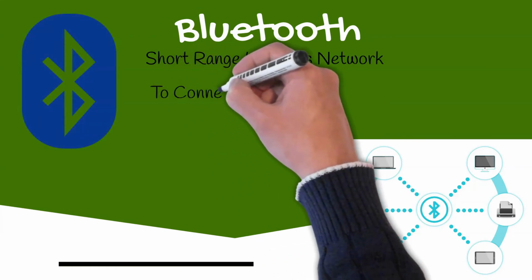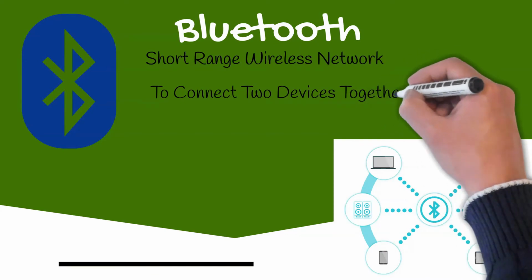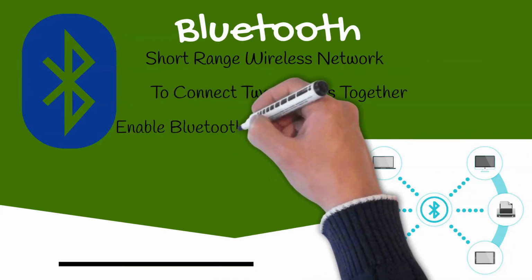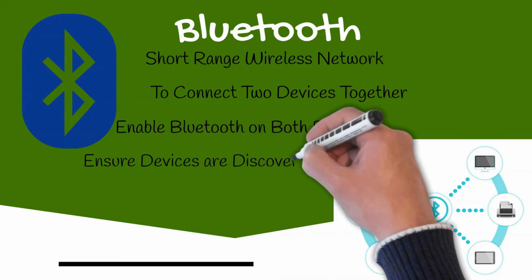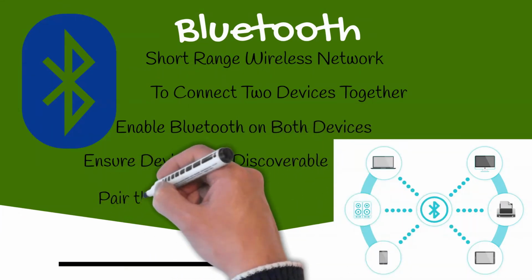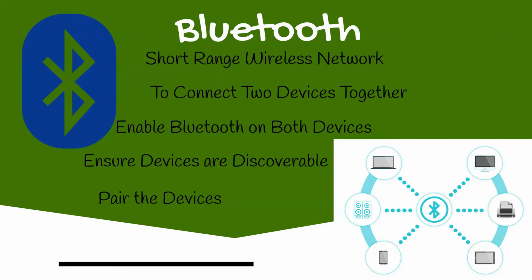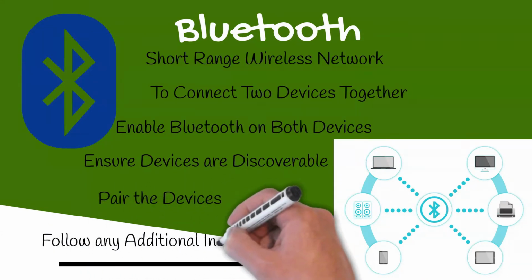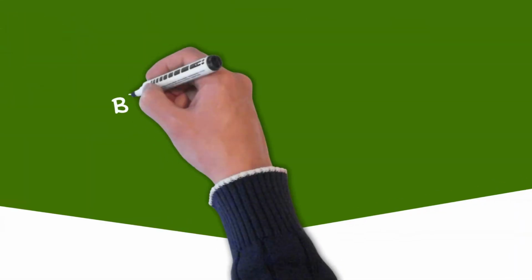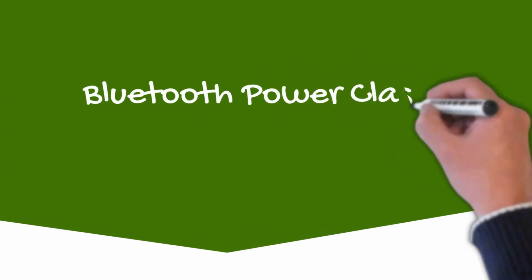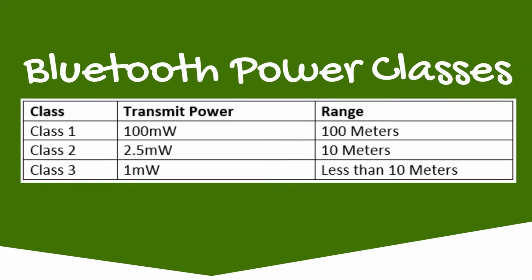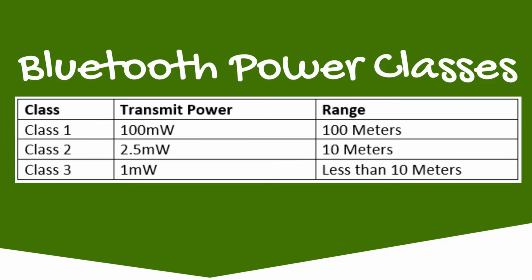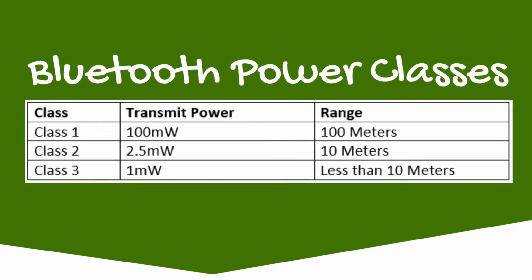To connect two Bluetooth devices together, Bluetooth will need to be enabled on both devices. The device must also be discoverable. You will then pair the devices following any instructions that appear. There are 3 Bluetooth power classes, with Class 2 being the most common. In our chart, you can see the class, transmit power, and range of each power class.